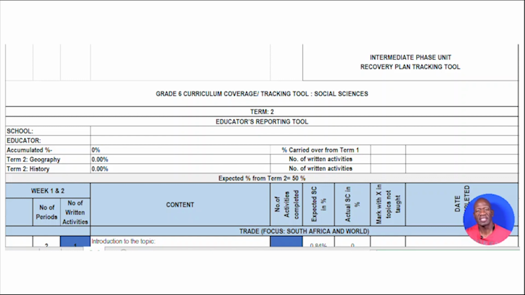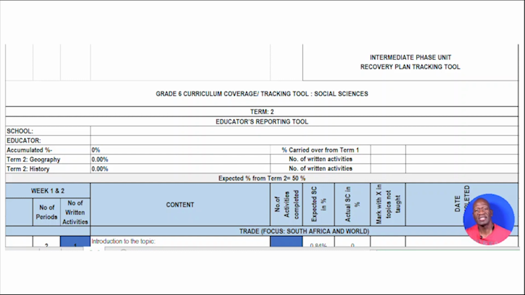The very same educator reporting tool is the one that we have indicated in our video is the same tool that the HOD, that is the head of department, must use when he or she checks or tracks the teacher's progress in terms of content coverage against the ATP. So now let's look at how this particular tool works so that we can understand how to calculate the content or curriculum coverage in a subject.